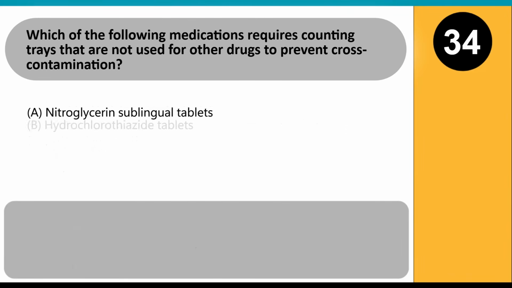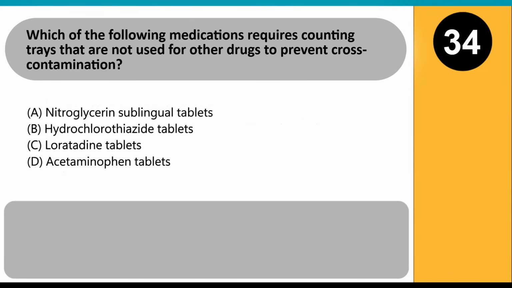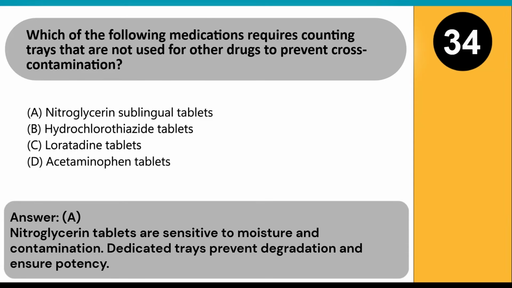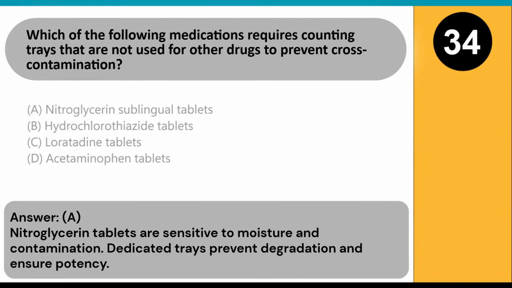Which of the following medications requires counting trays that are not used for other drugs to prevent cross-contamination? A. Nitroglycerin sublingual tablets. B. Hydrochlorothiazide tablets. C. Loratadine tablets. D. Acetaminophen tablets. Answer A. Nitroglycerin tablets are sensitive to moisture and contamination. Dedicated trays prevent degradation and ensure potency.